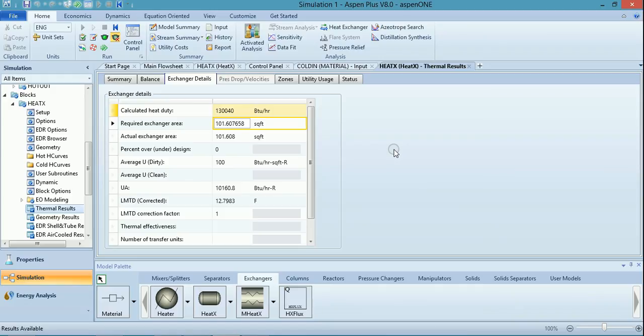Let's see what the question asks of us. The question asks us to calculate the state of the cold stream and the heat transfer area required. Right. So the state of the cold stream can be found from the cold output, we view the results. This is the result of the cold stream, the total flow rate and everything.